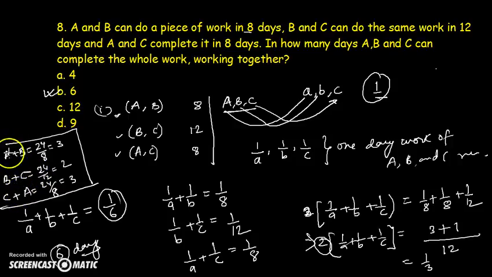So together, if you add all of their 1 day's work, you will get twice of A plus B plus C equal to 3 plus 2 is 5, plus 3 is 8, and you will know for sure that A plus B plus C is equal to 8 by 2, which is 4. 4 units they finish when they are working together in 1 day. Since our LCM has been 24 and they finish 4 units per day, they will take 6 days to finish the entire work working together.